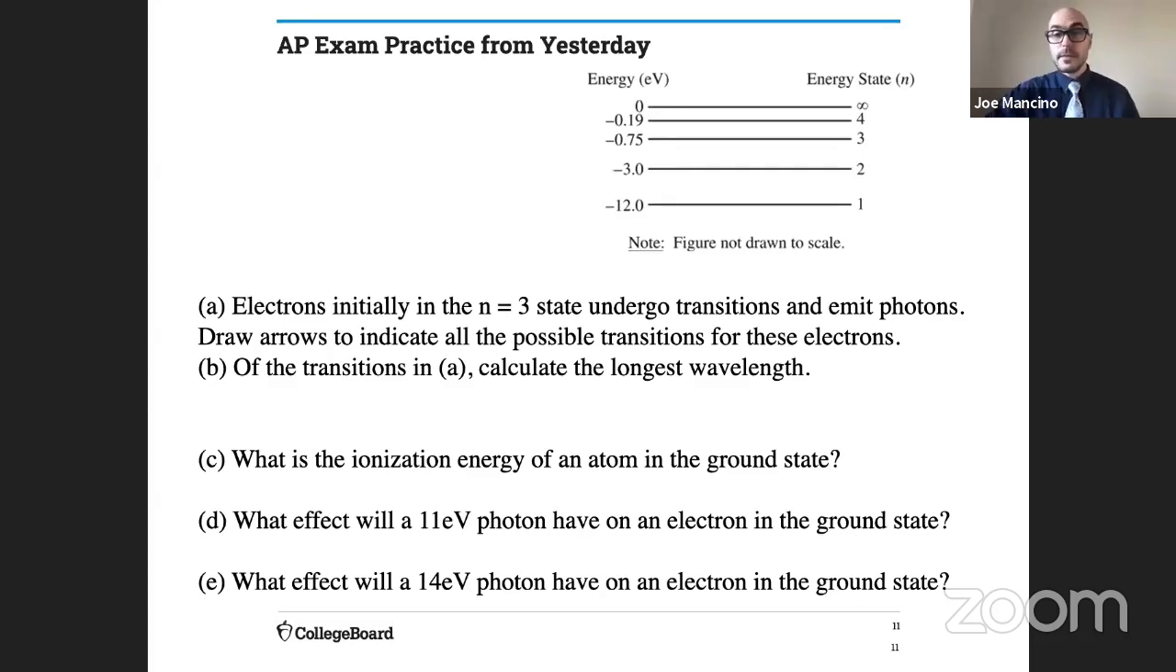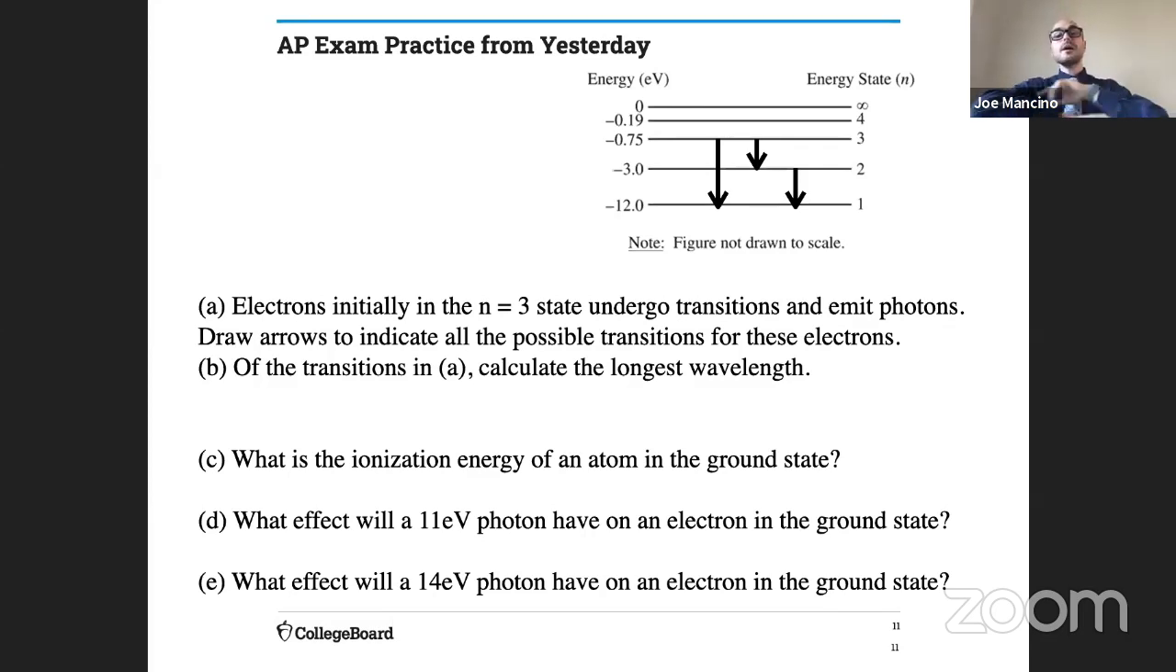Well, certainly there is a transition from n equals 3 to n equals 2, but there's also a transition from n equals 3 to n equals 1. Of course, if an electron transfers from n equals 3 to n equals 2, then it could also afterwards transition from n equals 2 to n equals 1. So there were 3 possible transitions that electrons could have undergone if they emitted photons after having been at energy level 3. Of those transitions, could you calculate which one had the longest wavelength?